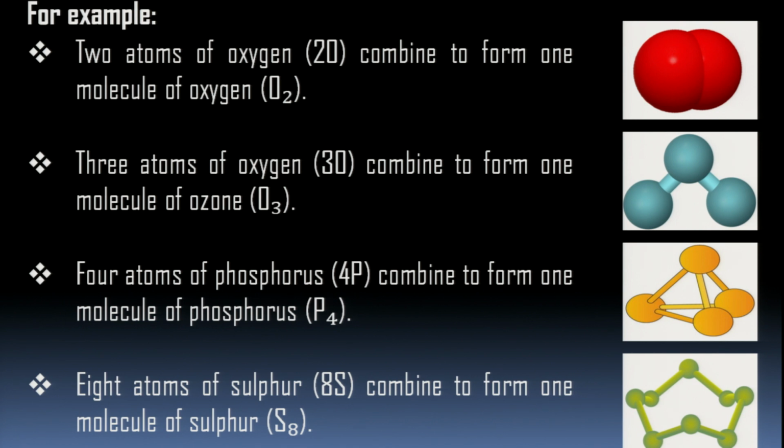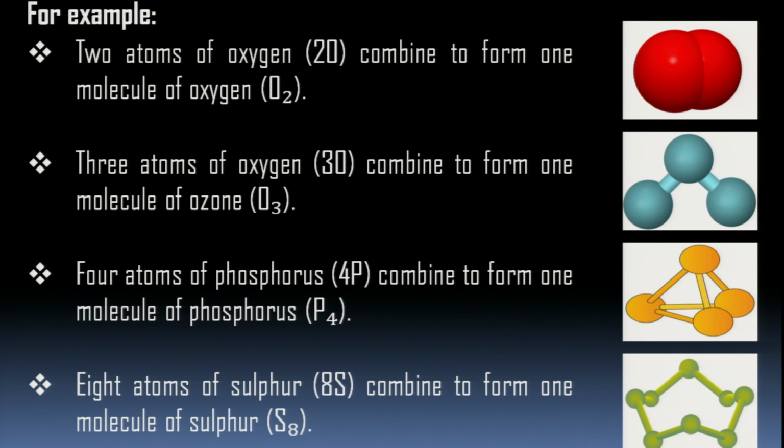Similarly, 4 atoms of phosphorus combine to form one molecule of phosphorus, P4, and 8 atoms of sulfur combine to form one molecule of sulfur.